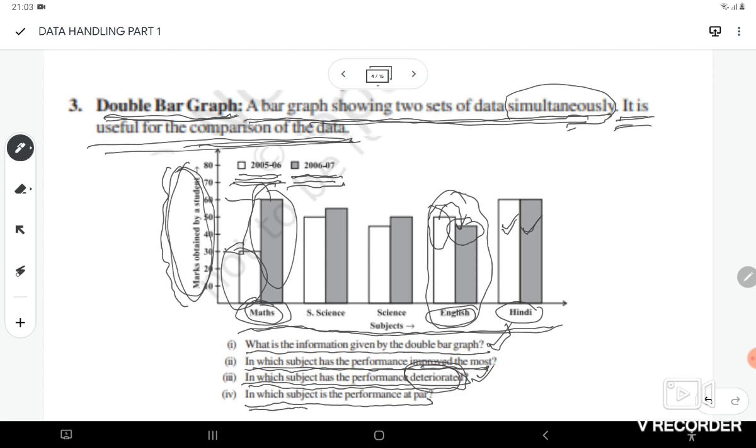Now the next part says, in which subject is the performance at par? Par means neither it has increased nor it has decreased. It is at par, that is equal to the previous year. So from the graph we can clearly see that in Hindi the marks have neither increased nor decreased.